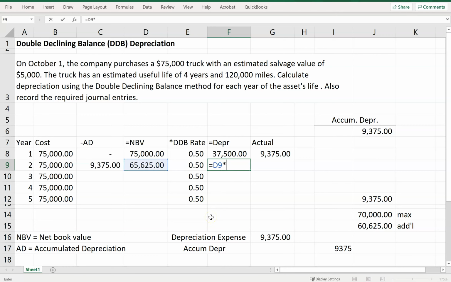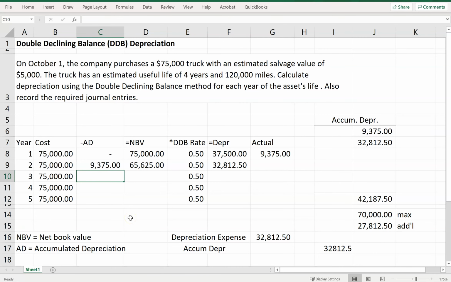So again, we're going to take our net book value times our DDB rate. So 65,625 times 50% gives us $32,812.50, and that will be our depreciation for the current year. The journal entry for year 2 will be debit depreciation expense for $32,812.50, credit accumulated depreciation for $32,812.50, and we'll plug that into our accumulated account. So you can see now our total in accumulated is $42,187.50. Remember, we can keep going until we hit 70, so we have another $27,000 to put in that account.